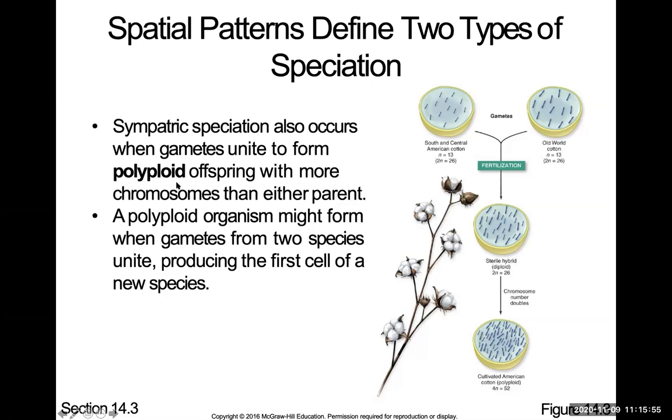We also looked at Down syndrome, chromosome number 22, I believe. If there's an extra chromosome, then there's Down syndrome. So polyploid organisms might form when gametes from two species unite, producing the first cell of a new species. So the chromosome number doubled, but now it's not able to go back and reproduce with the parent species, and we have a new species. So that's another way sympatric speciation happens.